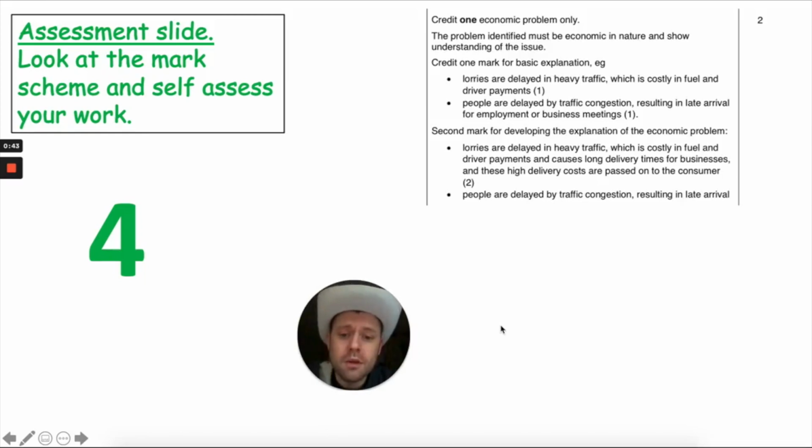Well, if the company's paying more to the drivers and they've got to pay more for fuel, that's going to have a knock-on effect to the consumer, because to make more money they're going to have to put the price up. Okay, so the price of their goods that they sell will have to go up. All right, that's explaining the economic problem.